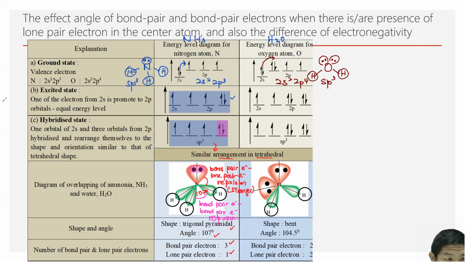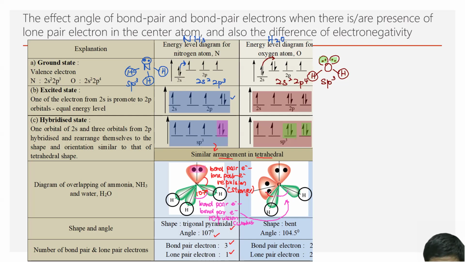So when it is sp3 hybridized, the 2s and 3 of the 2p orbitals will undergo orbital hybridization. And if you notice carefully, two of them are already occupied with a pair of electrons, and this is where you form the lone pair electrons inside here. So when we draw the orbital overlapping diagram, we said just now in the ammonia that we have bond pair electron repulsion. The same thing goes here, which is the weakest. And then we have bond pair and lone pair electron repulsion, which is slightly stronger.